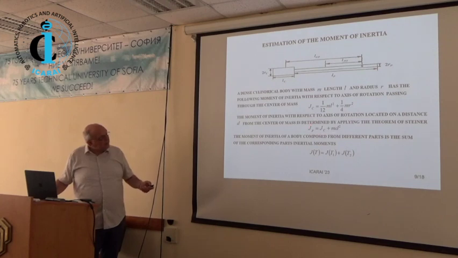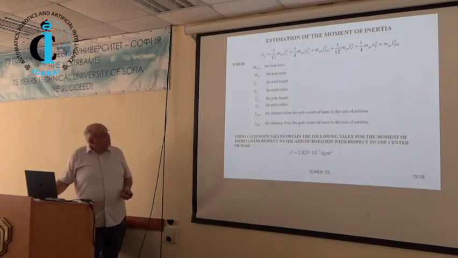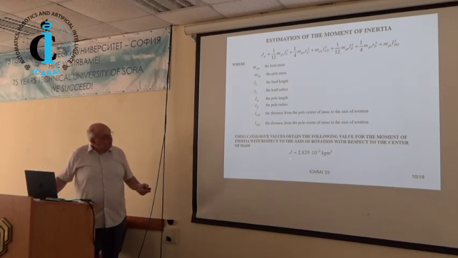Then we use the Steiner theorem to develop the moment of inertia with respect to the axis of rotation, which is different than the center of mass. So based on this, here are the parameters which we measure, and based on this experiment, we obtain the moment of inertia of the pendulum to be this quantity here.